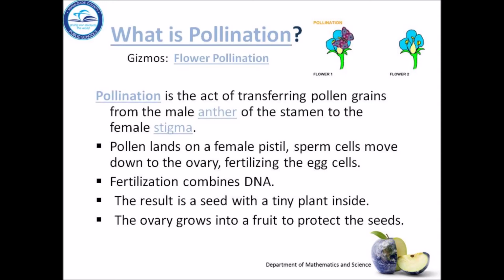What is pollination? Pollination is the act of transferring pollen grains from the male anther of the stamen to the female stigma. The pollen lands on a female pistil. The sperm cells move down to the ovary, fertilizing the egg cells. Fertilization combines DNA. The result is a seed with a tiny plant inside. The ovary grows into a fruit to protect the seed.